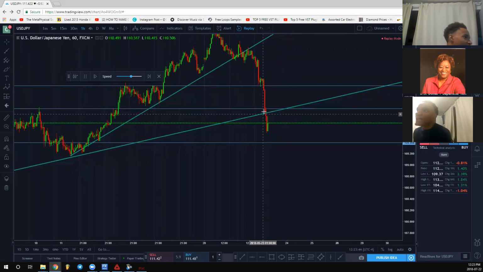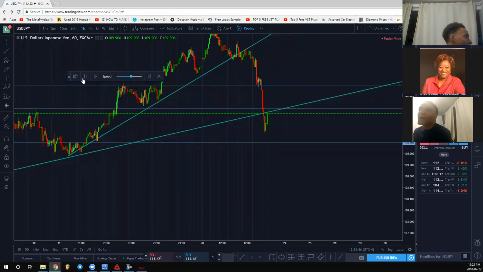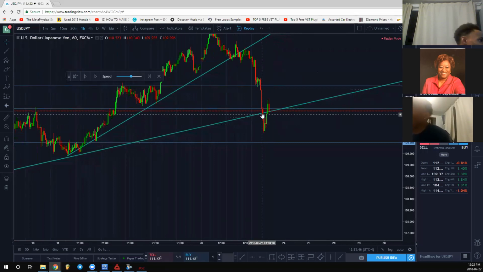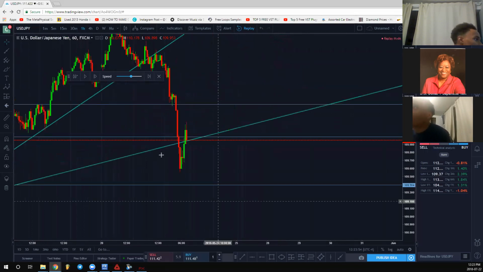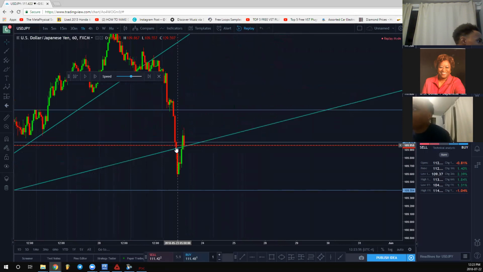And remember where I said it's a valid trend line? Pause for a second. Right here. Look at right there. Let me zoom in just a little bit more. Look at right there where it wicked. It wicked right where your old trend line would have been. And that's why you want to keep them in place. Because of something like this.